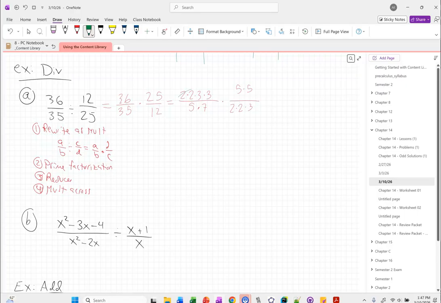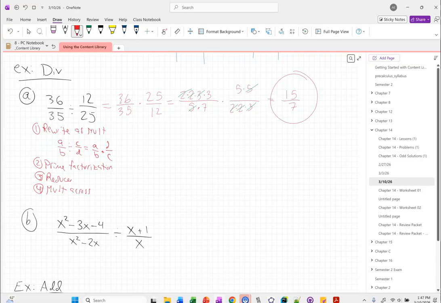Okay, let's reduce. What are we left with on top? 3 times 5. What are we left with on the bottom? And we're done, right? Easy peasy, mental math, love it, right?